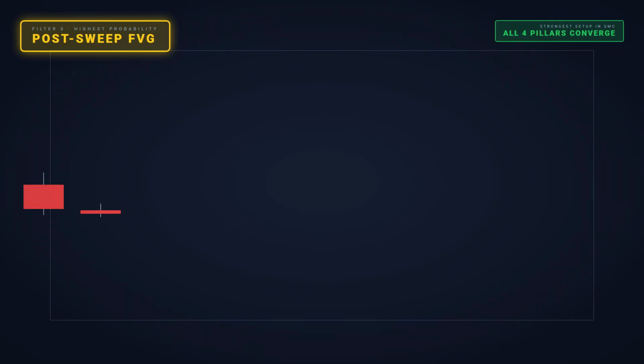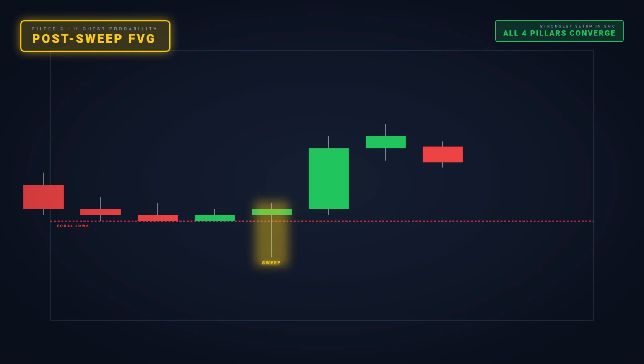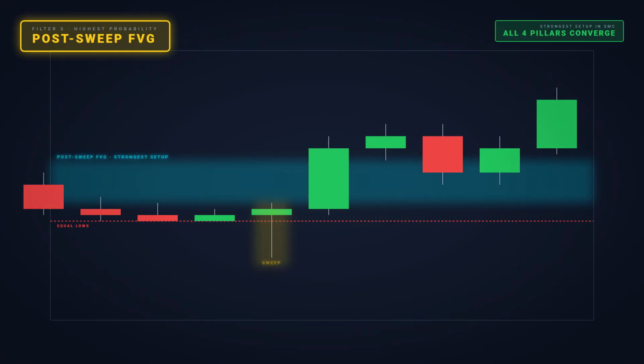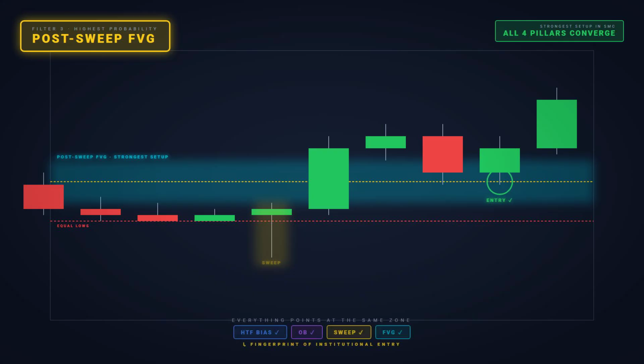Freeze this frame. Liquidity sweep on the left. Price wicks below the equal lows and closes back above. The candle that closes back above creates the FVG. Price then retraces into that FVG's 50% level. That is your entry. Everything in this framework is pointing at the same point in price. The HTF bias, the OB, the sweep, and the FVG are all converging on the same zone.